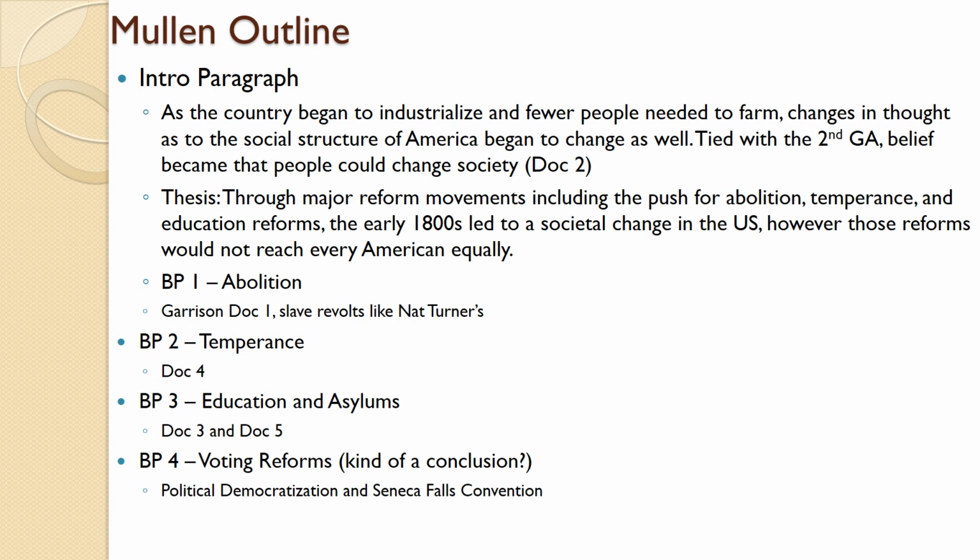My first body paragraph is just going to be about abolition. I'll talk about Garrison. I'll bring in Nat Turner's revolt. Body paragraph 2 is going to be about temperance with document 4. Body paragraph 3 is going to be about education and asylums. And body paragraph 4 is actually going to be kind of a conclusion. But one big thing that none of the documents talked about was political democratization and the Seneca Falls Convention. So I know a lot about that because I read that document in Mr. Mullen's class. So I'm going to bring that in.